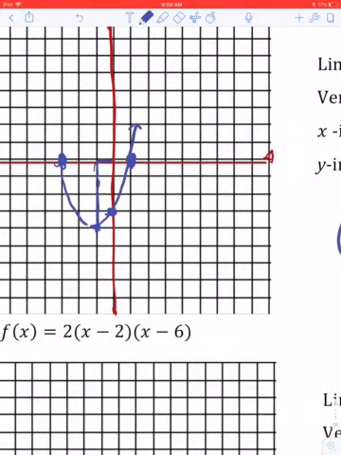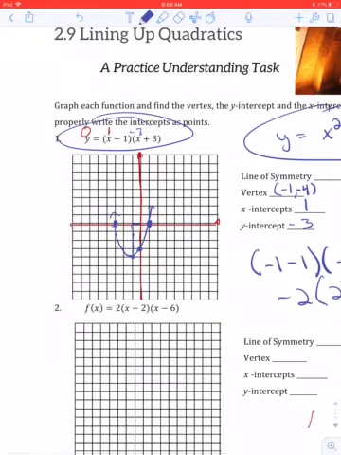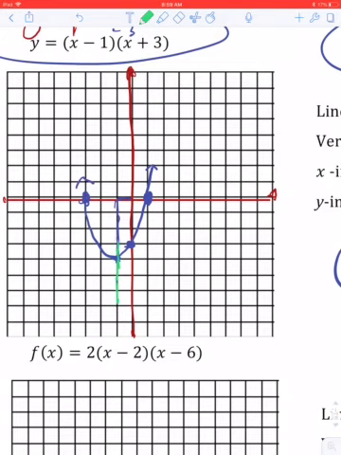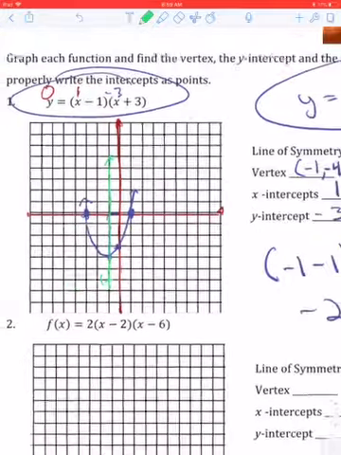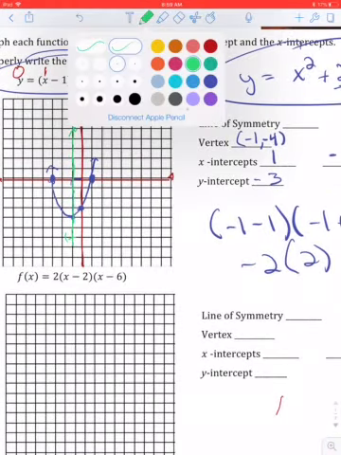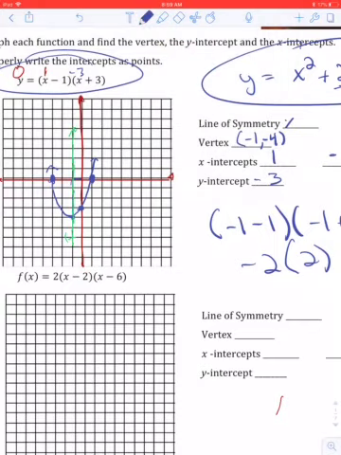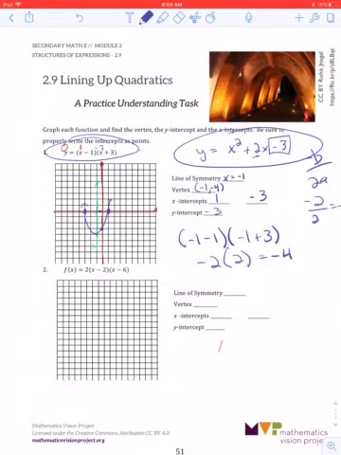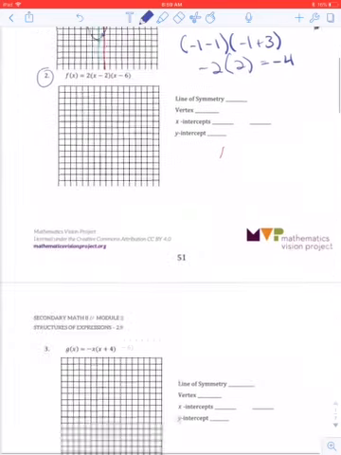So here is our parabola, and its vertex is negative 1, negative 4, and if that's true, the axis of symmetry is going to run right through here, where basically the graph is equal to x equals negative 1. So you saw me go back and forth there a little bit between factored form and standard form to get all of the necessary things.